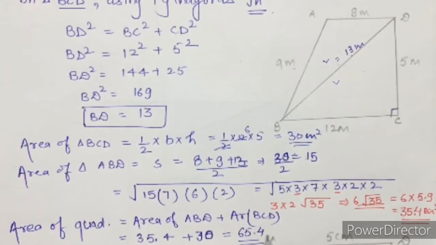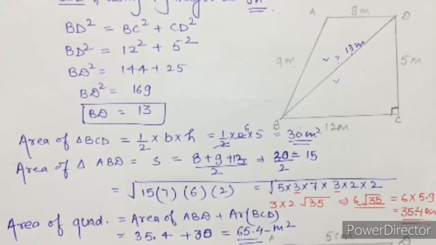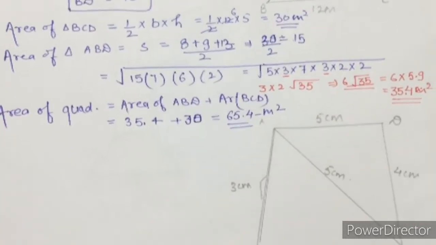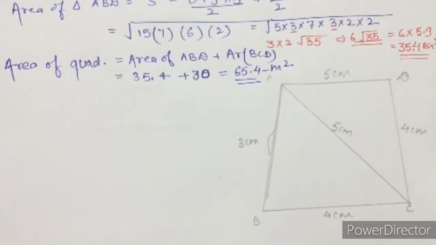It may go further, 65.5, if we find the number which is greater than 5 here, meter square. This is the area of the required quadrilateral. Okay, I hope this question is clear for you. Let us go for question number 2 of this exercise.